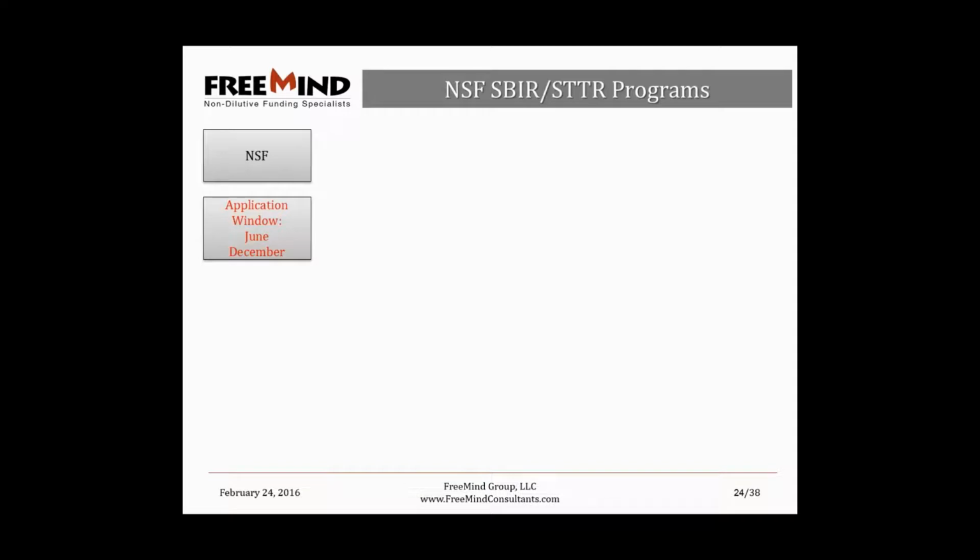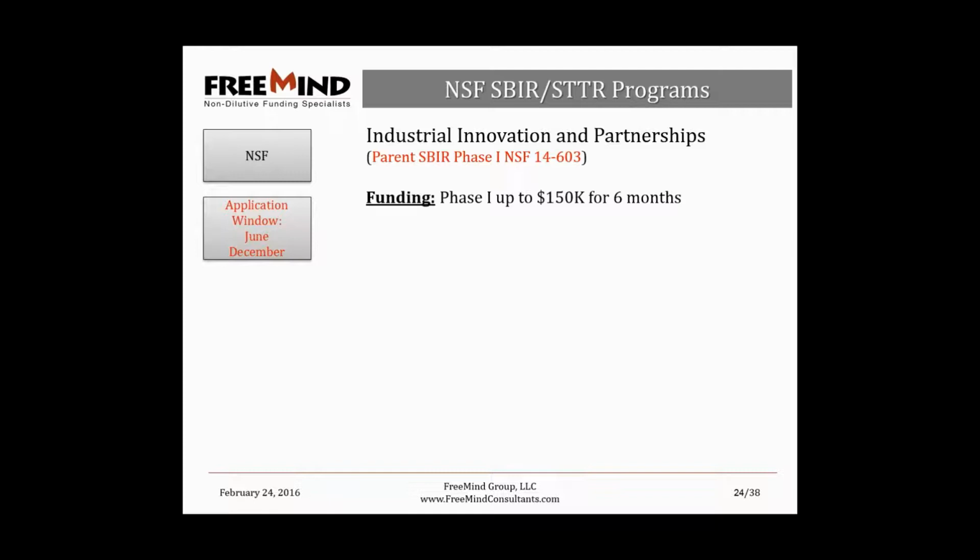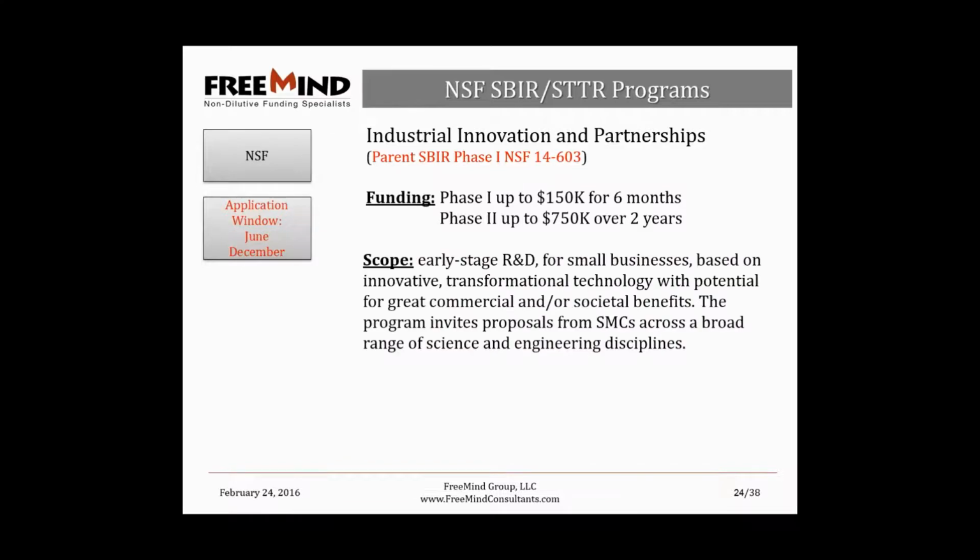If we step aside from the NIH for just a minute, I would like to talk about the NSF, the National Science Foundation. They also have a terrific SBIR and STTR program. They have 2 deadlines over the year, one in June and one in December. Phase 1 is up to $150,000 over the course of 6 months, and phase 2, $750,000 over 2 years. Basically, the scope is very similar: early stage R&D, small businesses based on innovative transformational technology with the potential for great commercial or societal benefits.